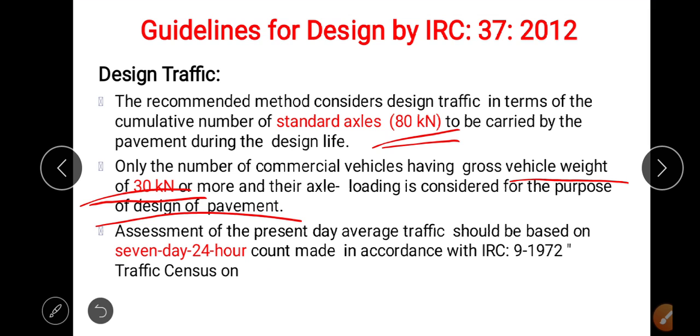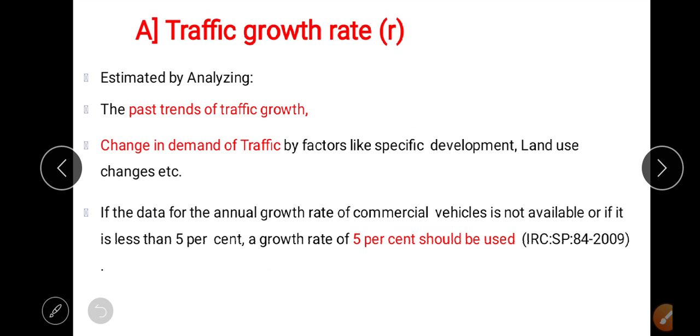Third point, assessment of the present day average traffic. That is important when you are taking up the project of design for the construction. You have to design the pavement with respect to the present average traffic, that is based on continuous 7 days 24-hour count made in accordance with IRC 1972 traffic census, and estimated by analyzing the past trends of traffic growth and change in demand of traffic by factors like specific development, land use changes, etc.